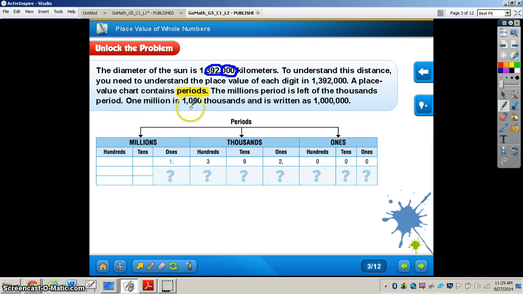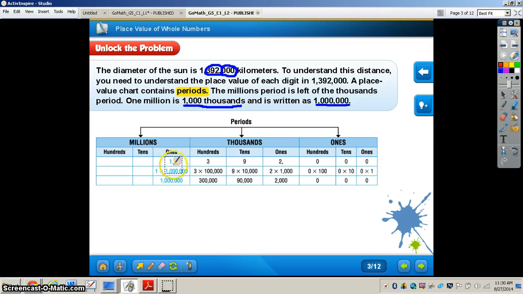Now, the millions period is left of the thousands period. So 1 million actually represents 1,000 thousands and is written as, we can see 1 million right here. So 1 million is 1,000 thousands. In other words, if I had 1,000 of something, I would need 1,000 of that in order to get 1 million. Or you can even think of it in terms of money. If I had one $1,000 bill, I would need 1,000 $1,000 bills in order to get 1 million.